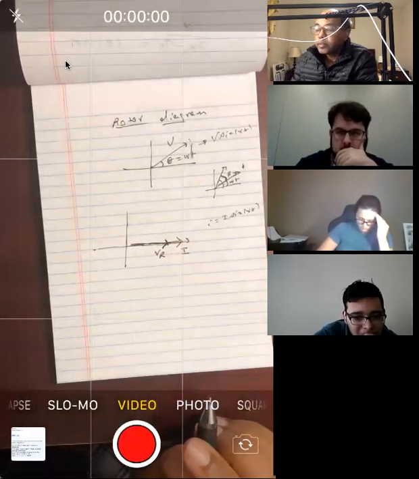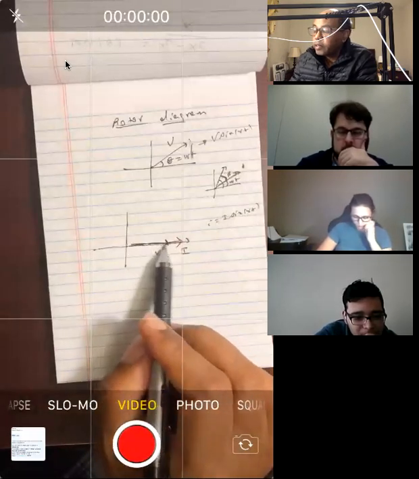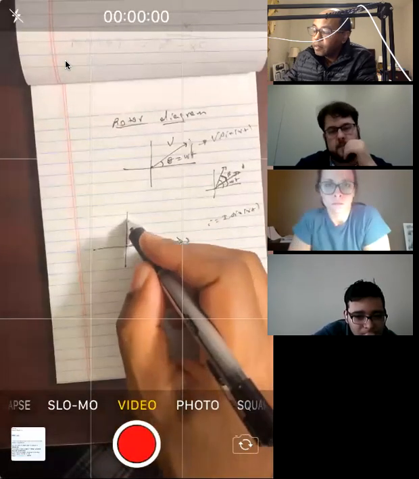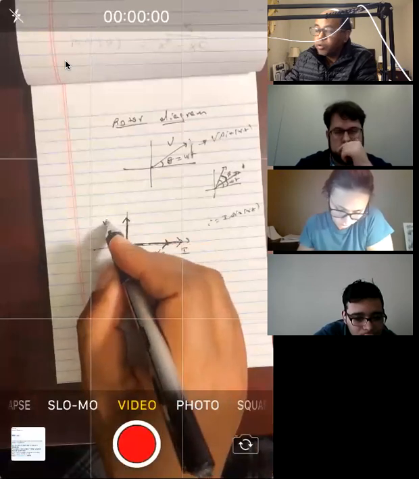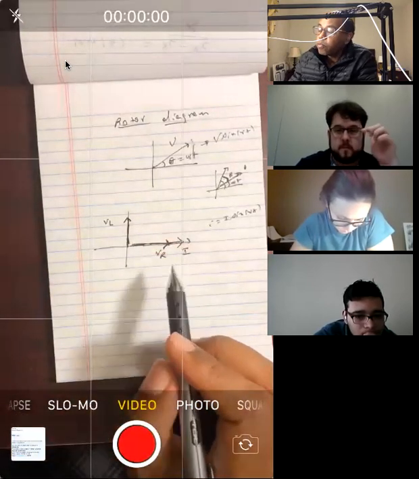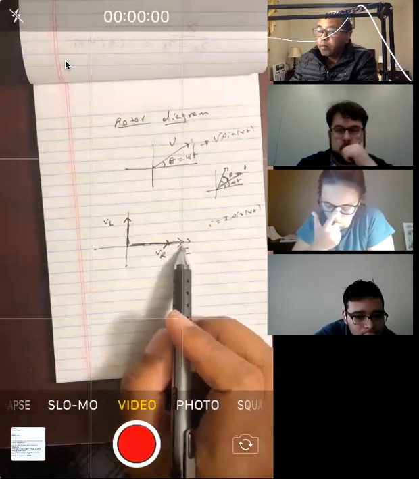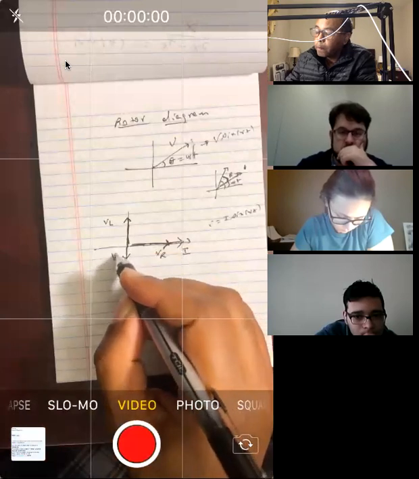How about an inductor? An inductor leads the current by pi over 2. So if the current is on the x-axis, the inductor voltage should be on the y-axis. So this should be VL, okay? And for a capacitor, the voltage lags from the current by pi over 2. So the current over here, VC should be over here, okay?